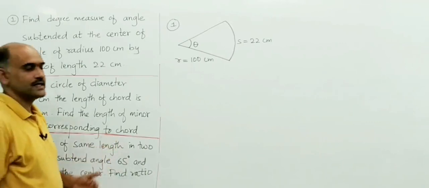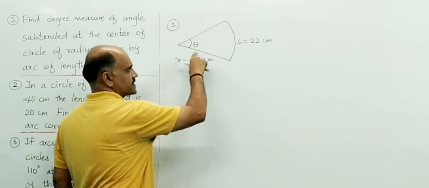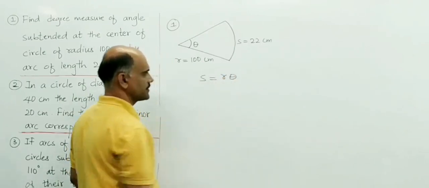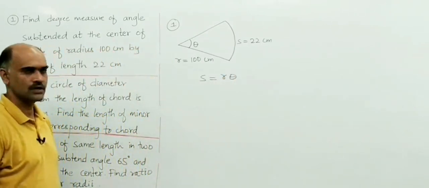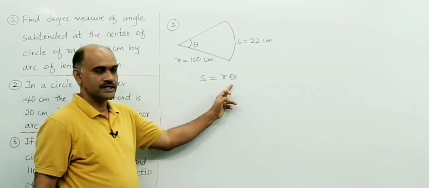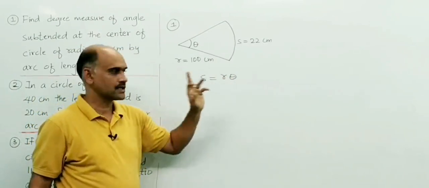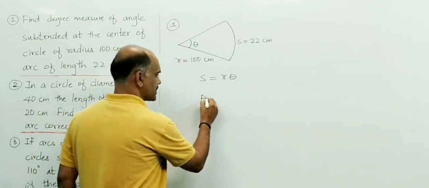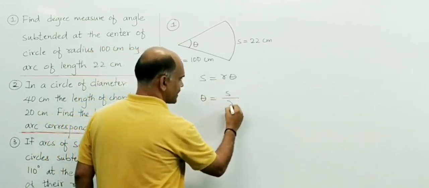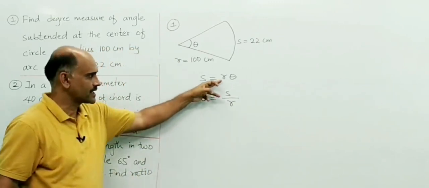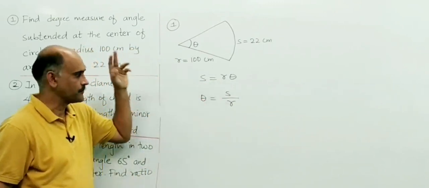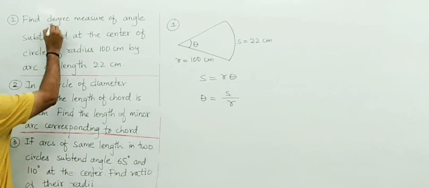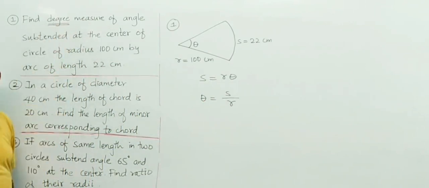We have seen in the last class the relation between S, R and theta: S is equal to R theta, where theta is in radian. Compulsorily you will get theta in radian. That is theta is equal to S divided by R. So I have taken R to the denominator. But here he has asked to measure it in degree. So you are required to find the angle in degree.